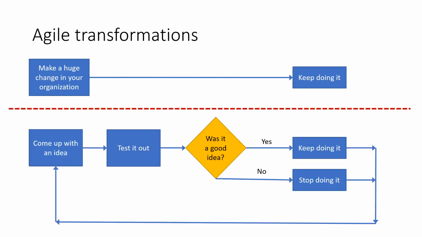Now, to bring up the other model, if we've done this agile transformation, so you notice I said you keep doing it. Well, can we do this agile flow that I talked about within that sort of transformation? Well, generally, I think the answer is no. Unfortunately, keep doing it means keep doing it the way we told you to, not try things and see if they're better.